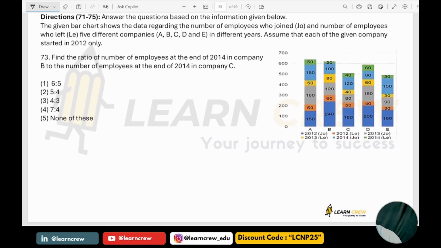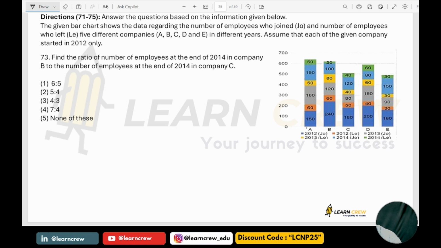Now question number 73. Find the ratio of number of employees at the end of 2014 in company B to that in company C. In company B, up to 13 you have calculated as 220.